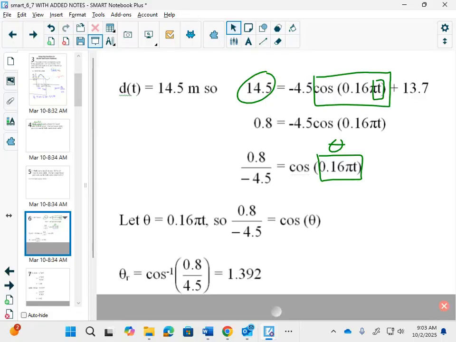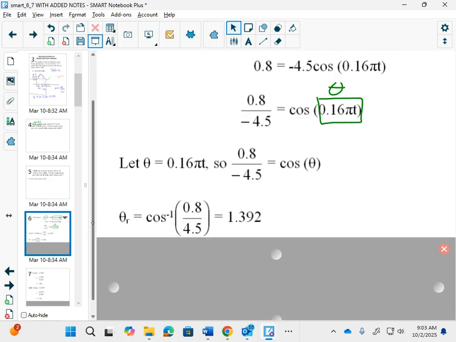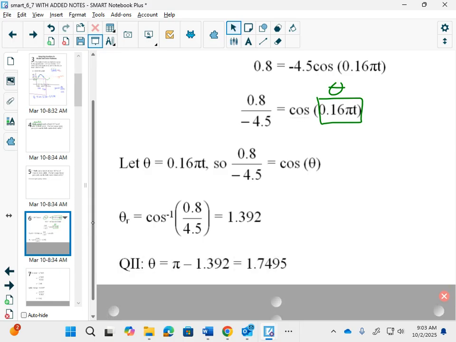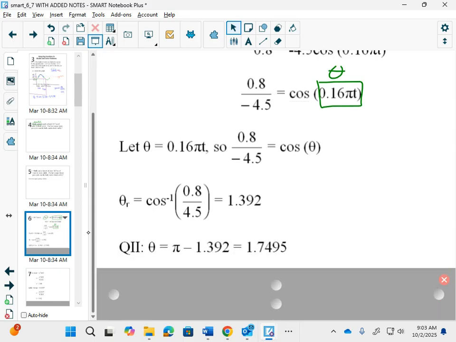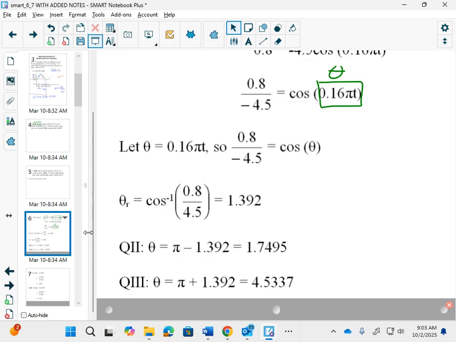How do I solve this? Well, I find my reference angle by doing cos inverse of the positive. Becomes 1.392. And then I find my answer in quadrant 2, and I find my answer in quadrant 3. Nice. But those are answers for theta. Theta is equal to 1.749, and theta is equal to 4.533.